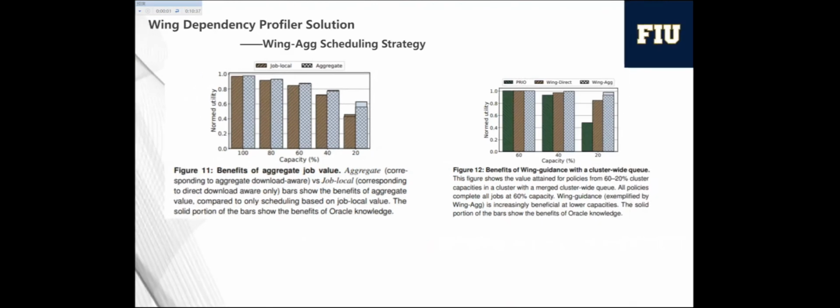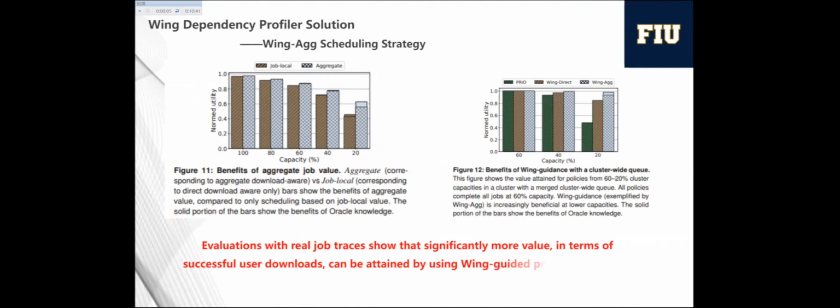So we can see they use this model with YARN stock scheduling to compare with the result of three work experiments. The experimental results show that evaluations with real job traces show that more value in terms of successful user downloads can be attained by using WinG's priority assignment over those provided by users.